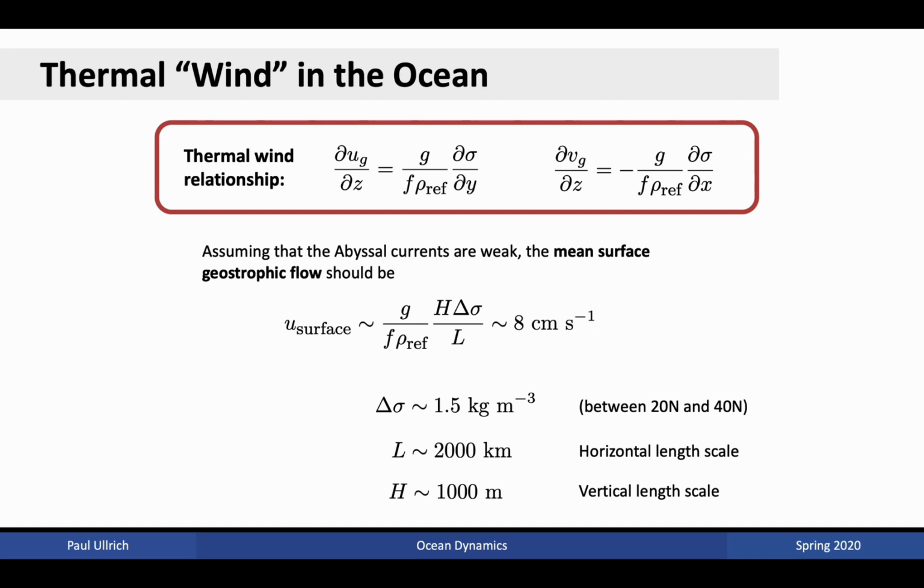So if we assume a typical length scale of about 2,000 kilometers and estimate the density anomaly along that distance in the meridional direction, such as between 20 north and 40 north, we get a density anomaly of about 1.5 kilograms per meter cubed. Plugging that then into this relationship and estimating the surface velocities at 30 north then gives us an estimate of about 8 centimeters per second for the typical surface current velocities. So that's not too far off from what we actually observe for typical oceanic flows.